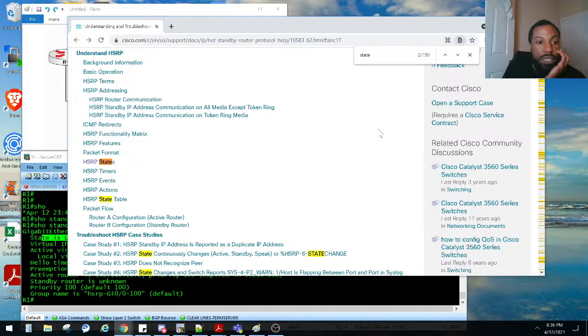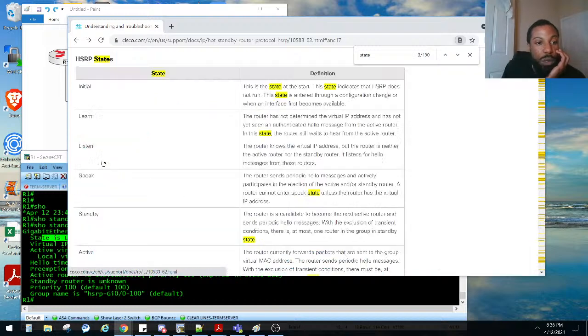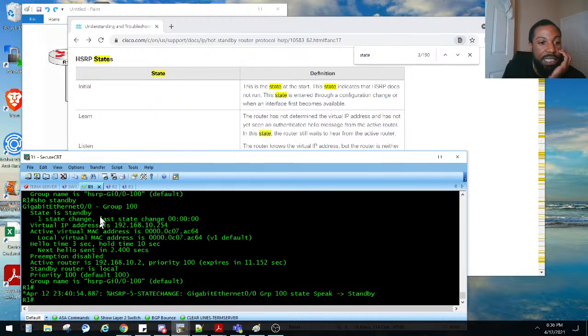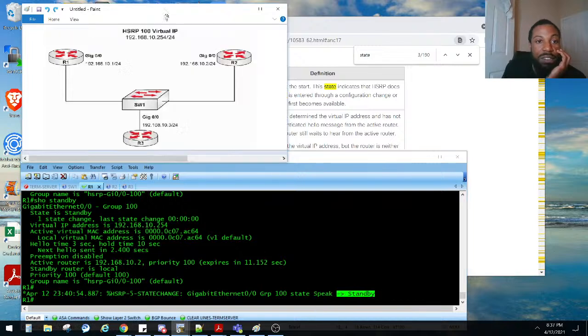State, where are you at? States. Boom, right there. He is listening. And now he is in standby. He went from speak to standby, right? So now basically router 1 is in standby mode and router 2 is the active mode.